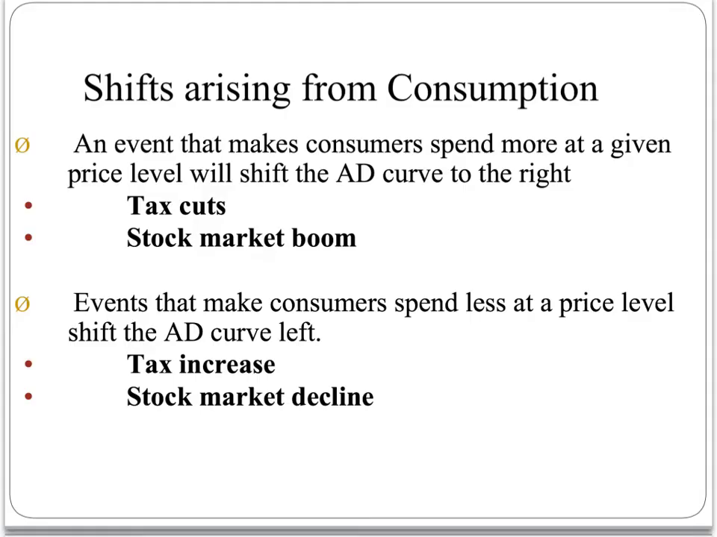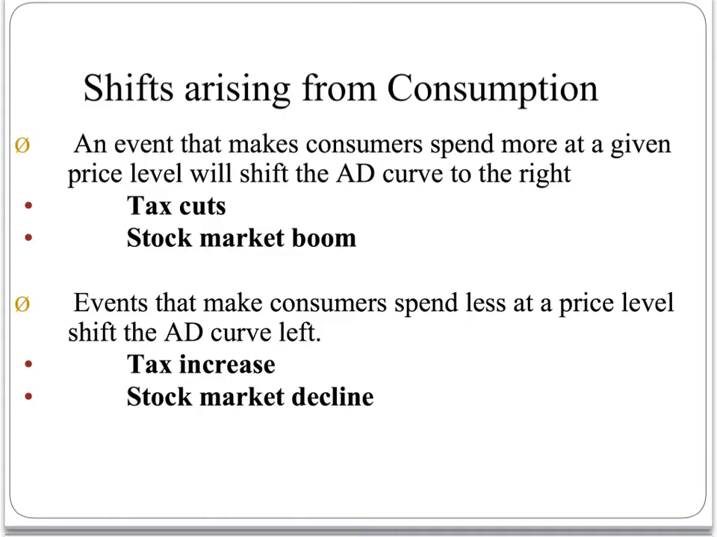The factors affecting a shift in aggregate demand, one of which is consumption or changes in consumption. An event that makes consumers spend more at a given price level will shift the AD curve to the right, such as tax cuts, which put more money in the pocket of consumers, which means they're willing and able to buy more, probably, and a stock market boom, which also would give people more money to buy more goods and services, increasing aggregate demand to the right.